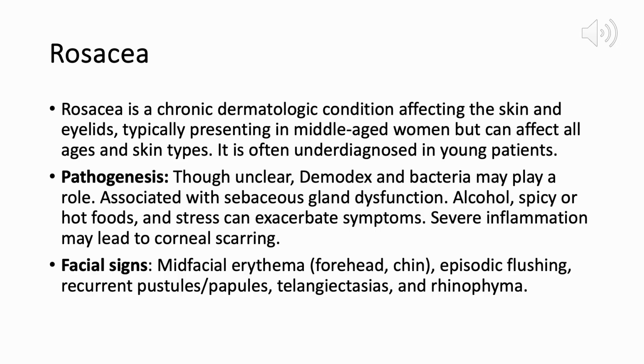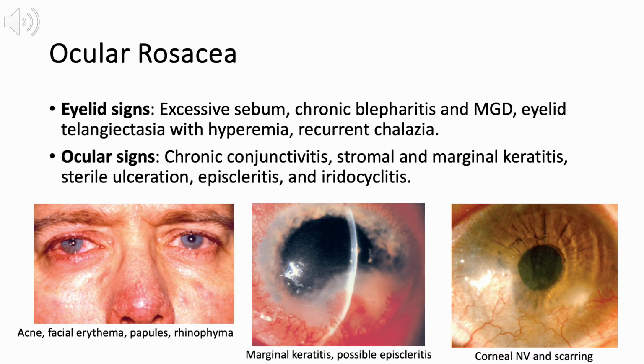On the face, classic signs include midfacial erythema, especially on the forehead and chin, episodic flushing, recurrent pustules and papules, telangiectasia, and in advanced cases, rhinophyma, thickening of the nasal skin. Ocular rosacea is a manifestation of rosacea that affects the eyes and eyelids. Common eyelid signs include excessive sebum production, chronic blepharitis, and MGD. Patients often present with eyelid telangiectasia accompanied by hyperemia, as well as recurrent chalazia. Ocular signs include chronic conjunctivitis, stromal and marginal keratitis, sterile corneal ulceration, episcleritis, and in some cases, iridocyclitis.